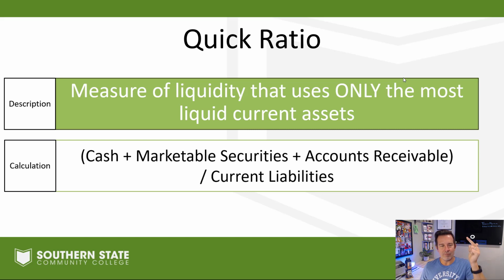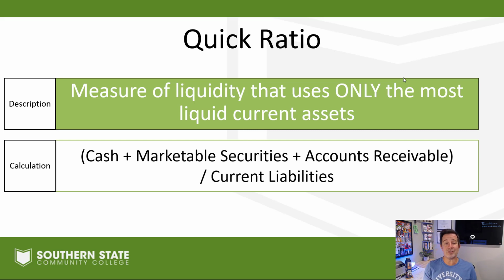Cash, marketable securities, things like money market funds, certificates of deposit, different things like that, and accounts receivable. Things that are very easily converted to cash just like that. And then we're going to take those, add them together, and divide by current liabilities.